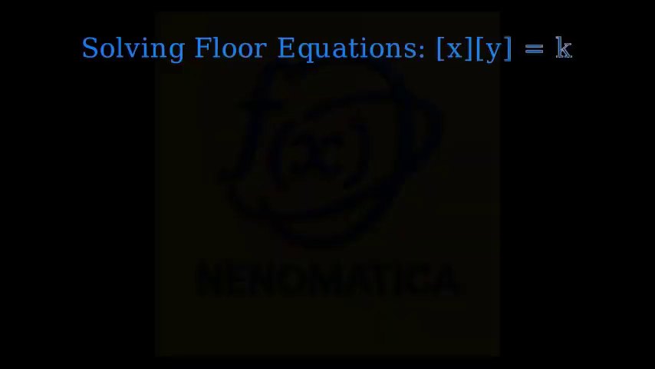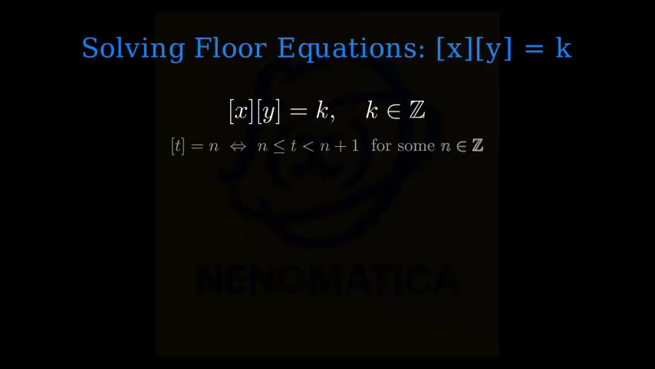In this lesson, we will solve floor function equations of the form floor of x times floor of y equals k, where k is an integer. We will split into two cases, when k equals 0 and when k is not 0. Here is the general statement. We want to describe all real pairs x and y, such that the product of their floors equals k. The floor function means the greatest integer less than or equal to the argument.